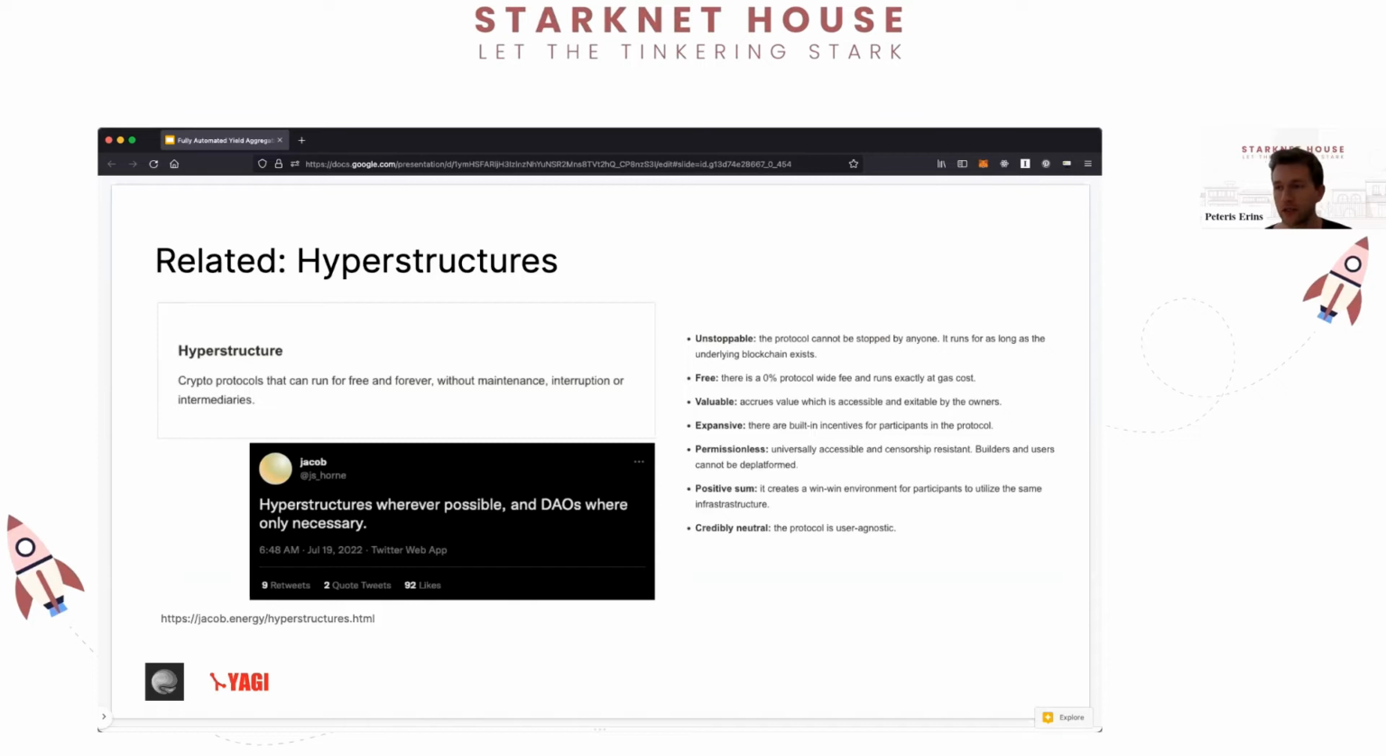If you haven't read the essay on hyperstructures by Jacob Horne, who came up with the concept, I encourage you to do so. It's a wonderful essay, and it will definitely inspire you in how you think about protocol design. But not every trustless protocol needs to be a hyperstructure, I think. However, hyperstructures are one of the most excellent templates to strive for where possible.